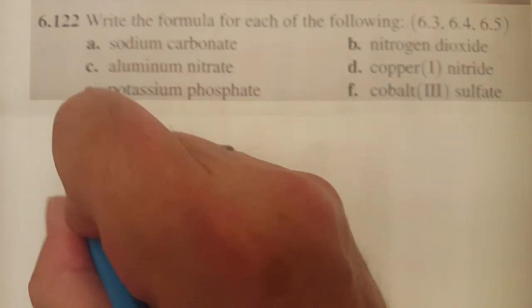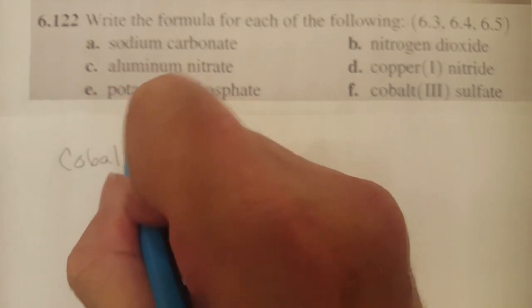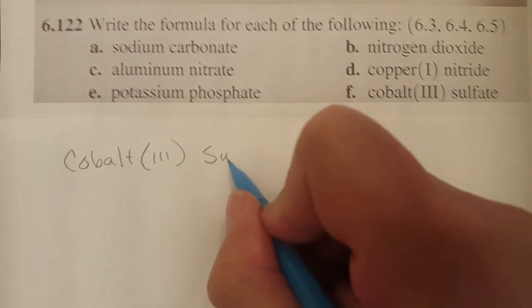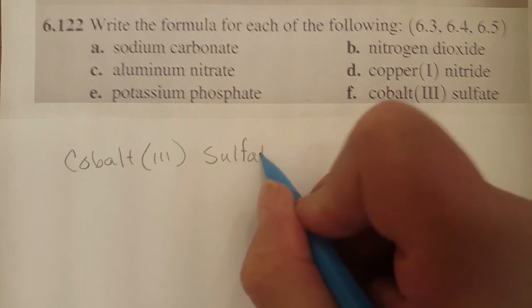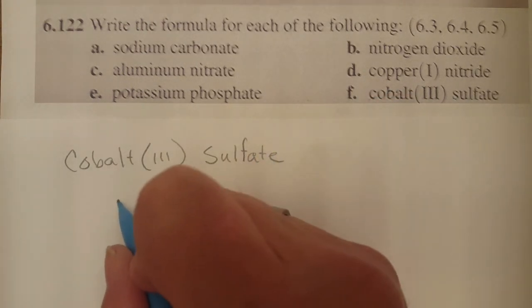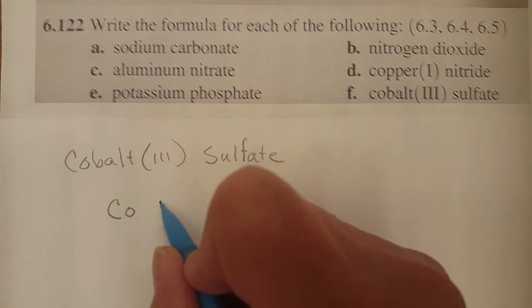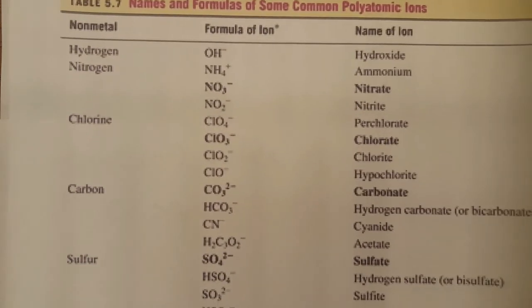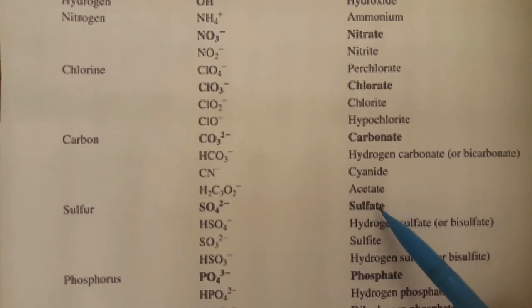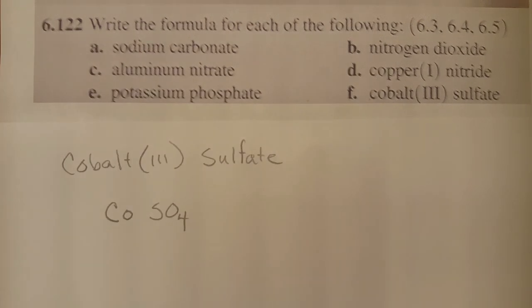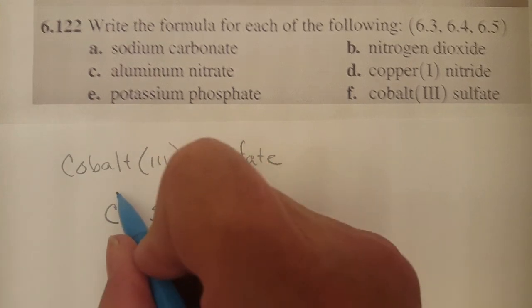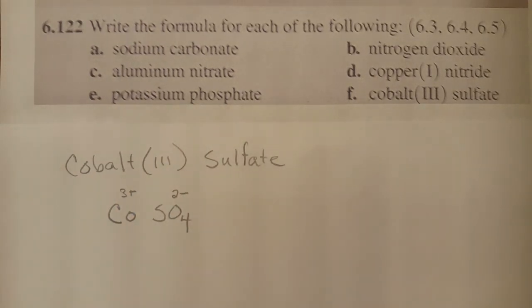Let me write that down. Cobalt 3 sulfate. So that's going to be Co for cobalt, SO4 for sulfate. How do I know that? I look at my table of polyatomics. There's sulfate, SO4, 2 minus. So I've memorized this. This is a 2 minus. Cobalt's 3. That gets a 3 plus.